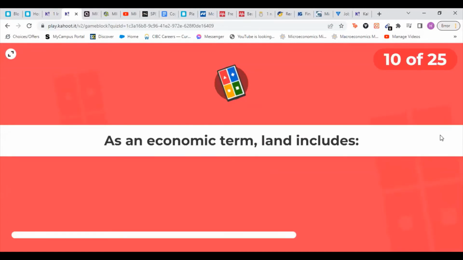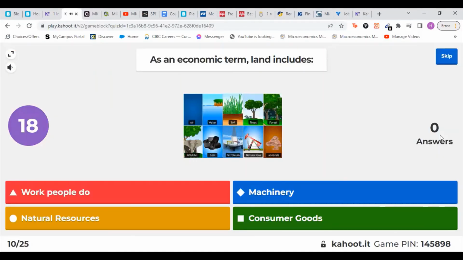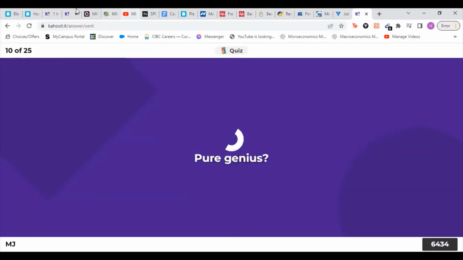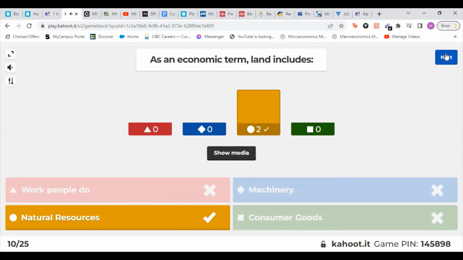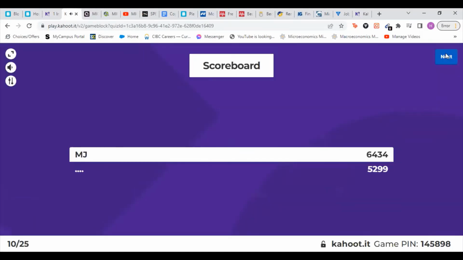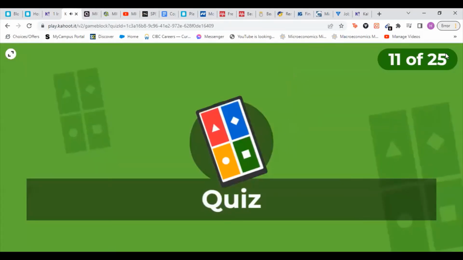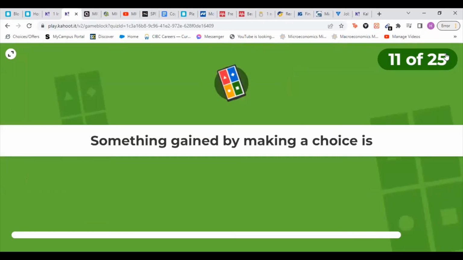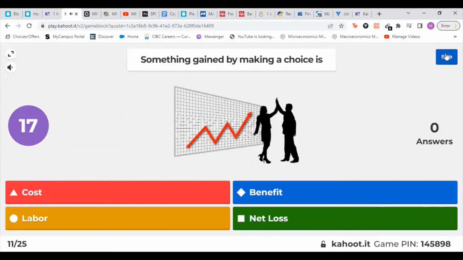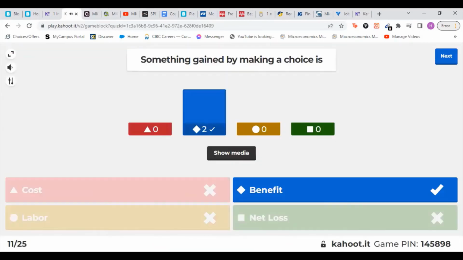As an economic term, land includes natural resources. Something gained by making a choice is what? Benefit. Benefit, sorry. Excellent. Good job.